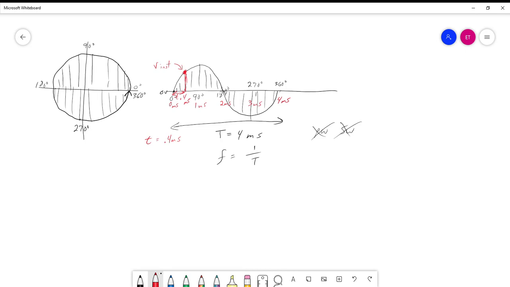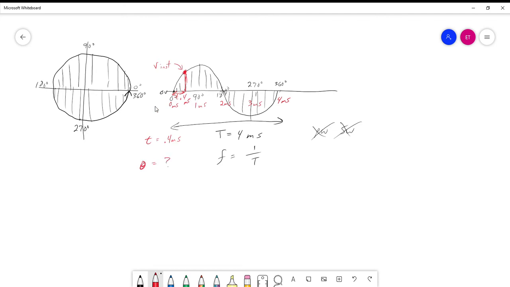And oftentimes, rather than talk about this point in the wave in terms of time, in terms of 0.4 milliseconds, I might want to talk about it in terms of where am I in terms of the angle, the phase angle. So that's a question mark I might have. Because here, this is the Greek theta. What is the phase angle?